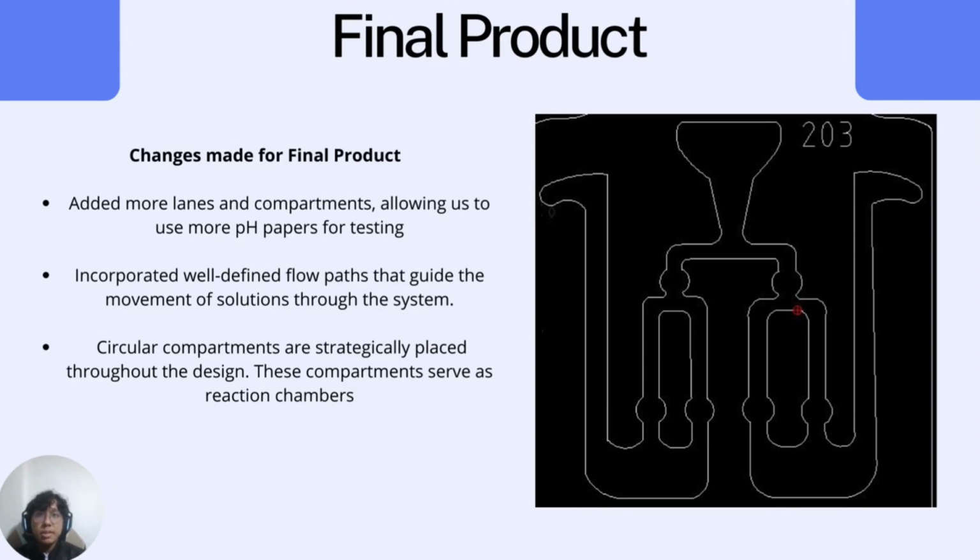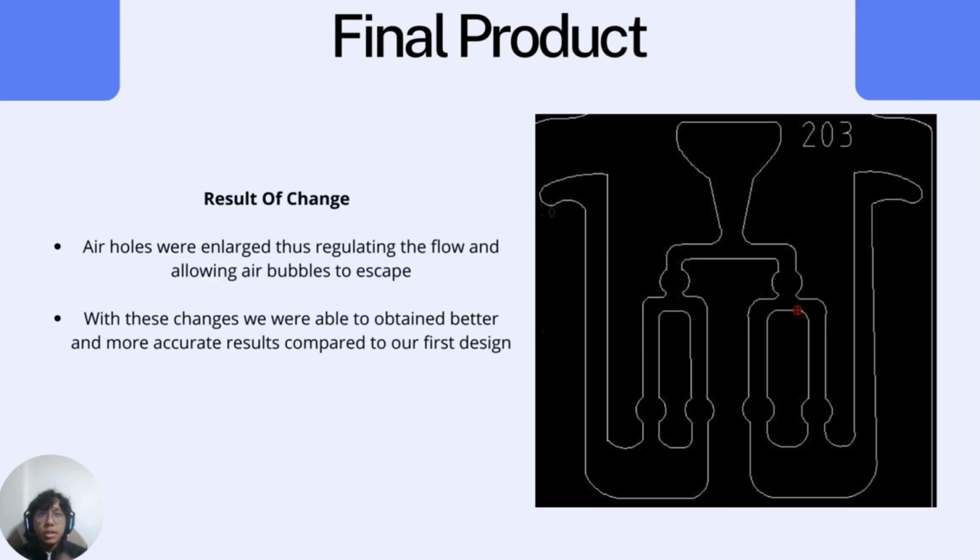Next, we strategically placed circular compartments throughout the design. These compartments serve as the reaction chambers, optimizing the mixing and reaction of our solutions with the reactants. Additionally, we enlarged the air holes, which help regulate the flow and allow the air bubbles to escape more effectively. So, with these changes, we were able to obtain better and more accurate results compared to our initial design.